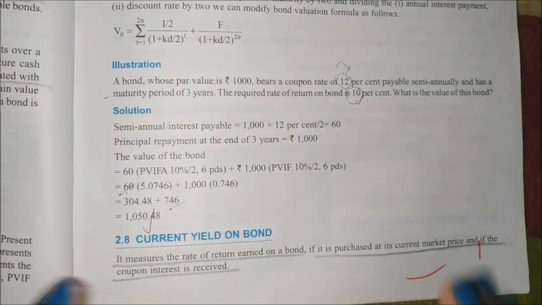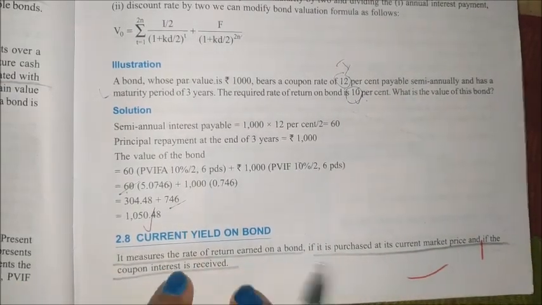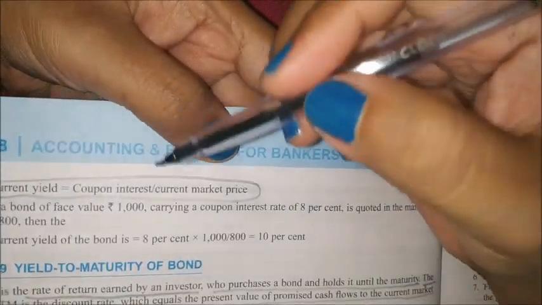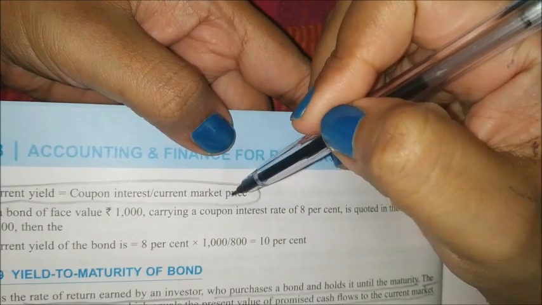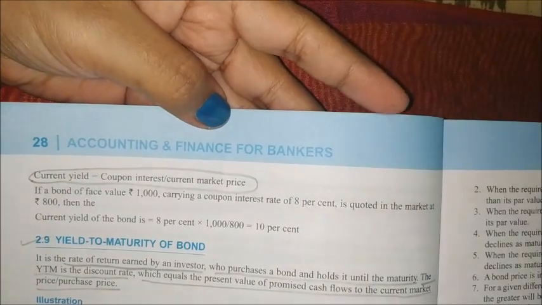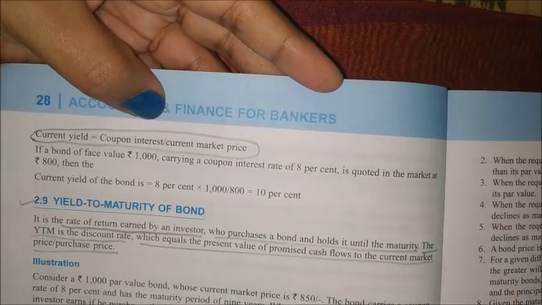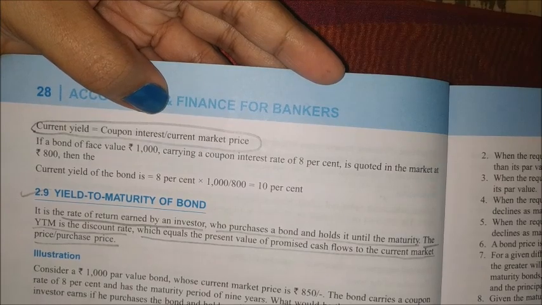Okay, current market price you are purchasing. So current yield, they are asking questions very frequently. This is also very important topic. Just one formula is there, that's enough. Formula for current yield is equal to coupon interest divided by current market price. What is the formula? Coupon interest divided by current market price. Now, what is my coupon interest? How to calculate my coupon interest?